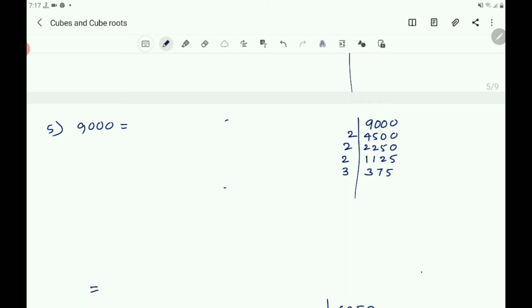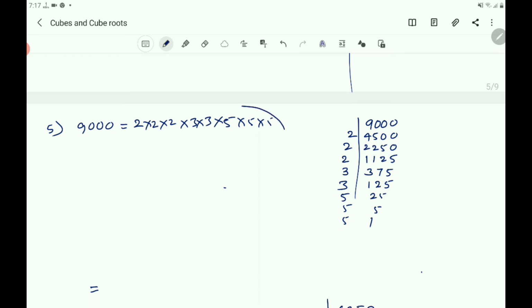Again it is divisible by 3, because 3 plus 7 is 10, and 10 plus 5 is 15. But then it is not divisible by 3 anymore. Now you divide it by 5, 5 25s are 125, 5 5s are 25, 5 1s are 5. Here you write 2 into 2 into 2 into 3 into 3 into 5 into 5 into 5.